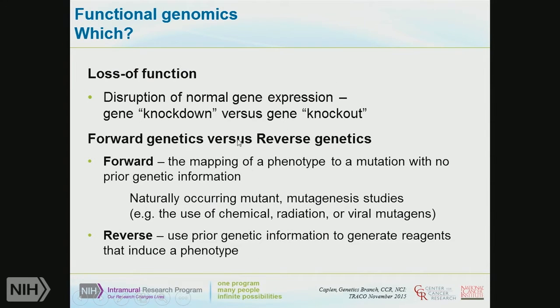And that's, of course, how the functions of many genes were discovered over the last few decades. But what we've been able to see over the last 10, 15 years is, within a wider range of organisms, the ability to do reverse genetics. And that's where you can use prior genetic information to generate reagents that you then use to induce a phenotype. And these are important differences, because comparing and contrasting these results is still very valuable in looking at gene function.